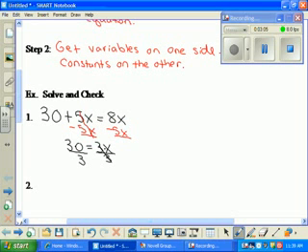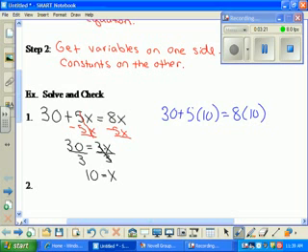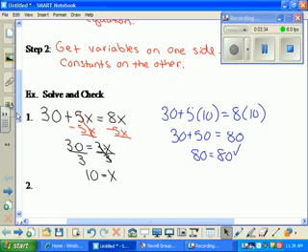Nice job. All right, so we get what? 10 equals. Am I done? What am I going to do? Got to check it. Okay, so we do 30 plus 5 times 10 equals 8 times 10. 30 plus 50 equals 80. And it does check. Any problems there? Yes, no? Good. I want you guys to try number 2 for me, please.